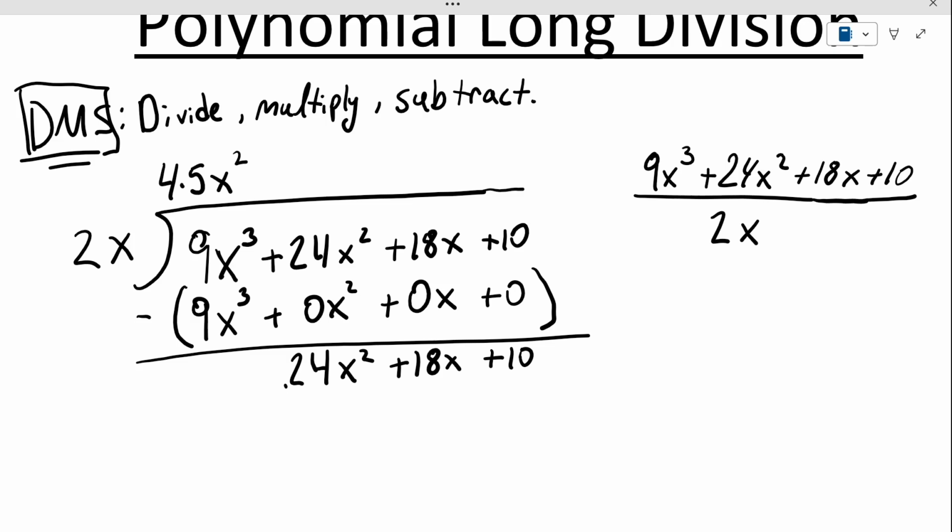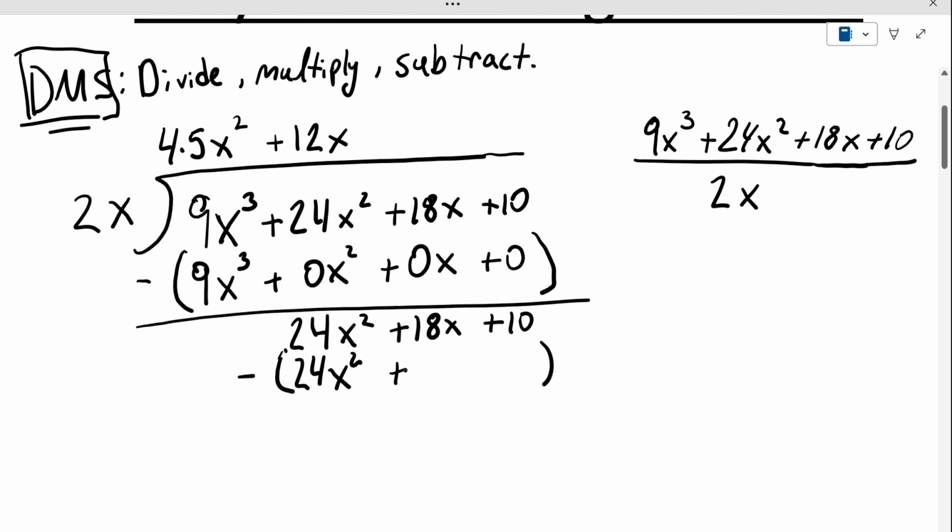Now we need to divide again. We need to divide 24x squared by 2x. And that will leave us with 12x. So let's write that up here. Now we multiply. We need to multiply 12x by 2x, and that's 24x squared, sorry. So we write that down here. And just the same as last time, we write plus 0x plus 0.